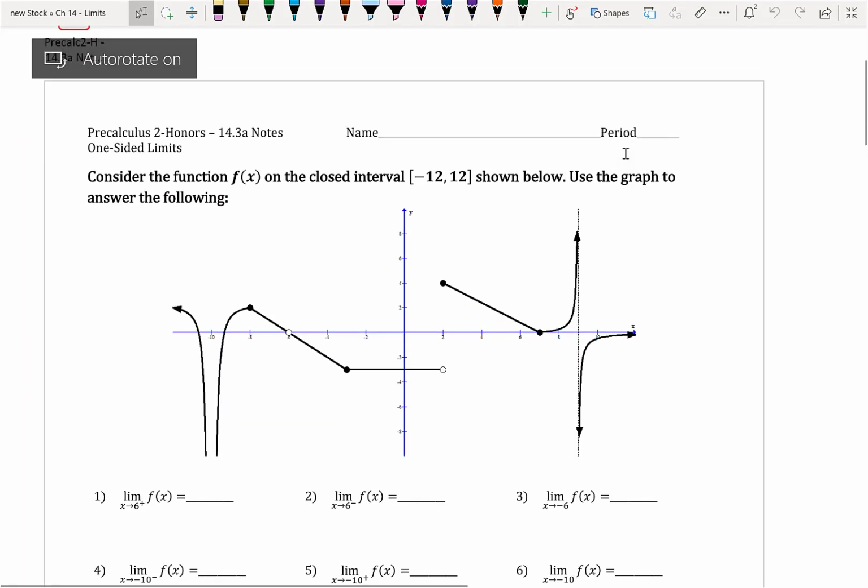We're going to return to a type of graph that you guys looked at the first day that we talked about limits. So this particular one shows a lot of gaps. It shows a lot of asymptotes.